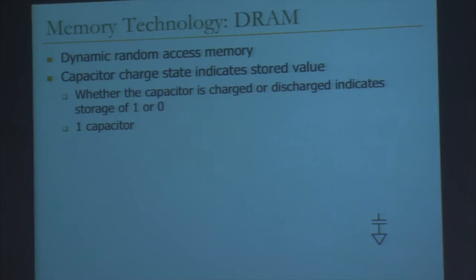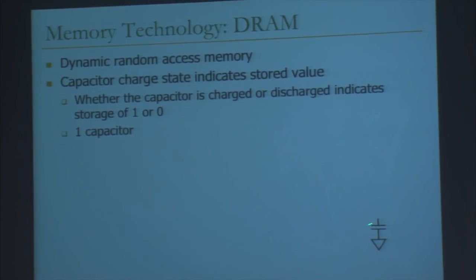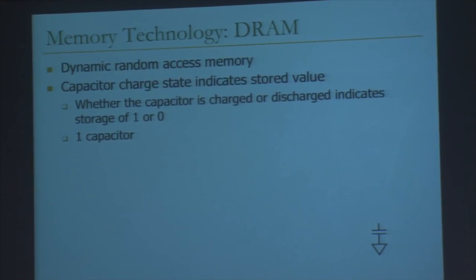We've talked about DRAM, actually, at the first lecture, right? Remember the refresh problem? DRAM actually consists of this, right? It stores charge in this thing that looks like a capacitor. It is a capacitor. And this capacitor charge state indicates the stored value. Whether the capacitor is charged or discharged indicates storage of 1 or 0. And you have only one capacitor. Well, you cannot access the capacitor without some peripherals over here. So what we also add is an access transistor. So this is a DRAM cell that you're probably used to seeing.